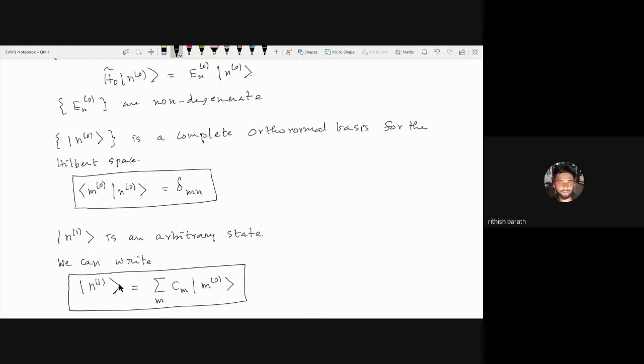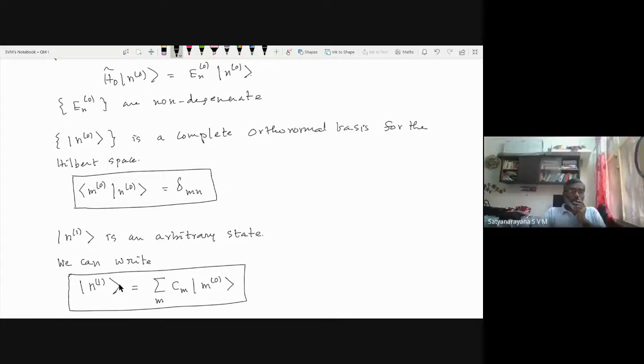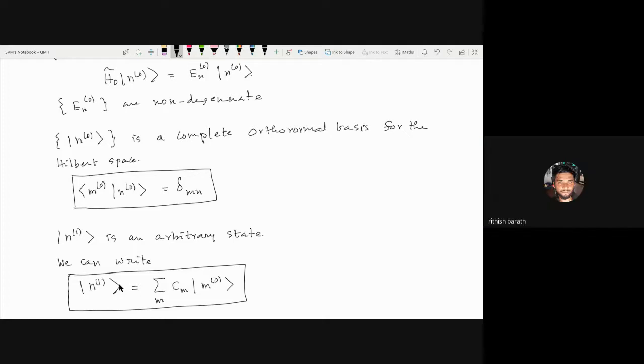You're projecting out only the M0 part, whereas all the other states are not. We cannot say anything about those now. See, this much is clear, this is agreed. This is something we can write down.